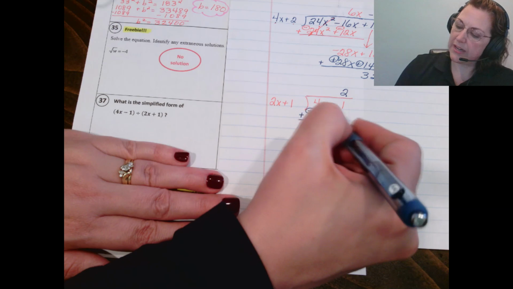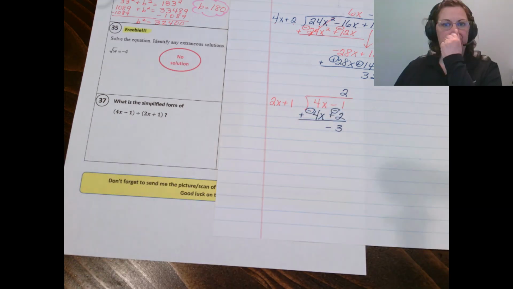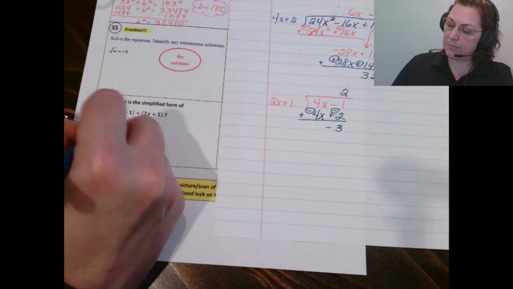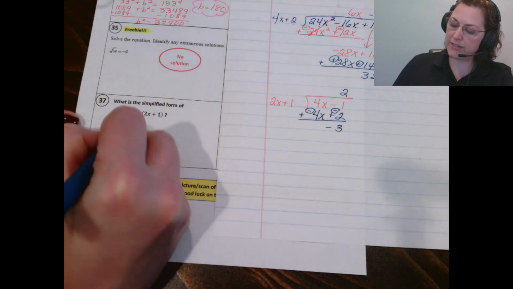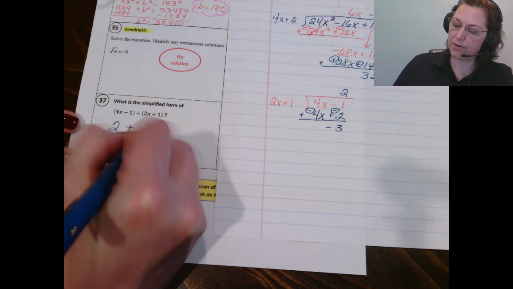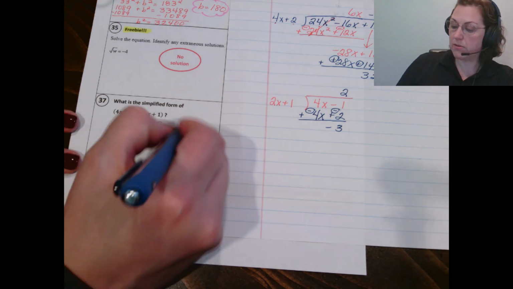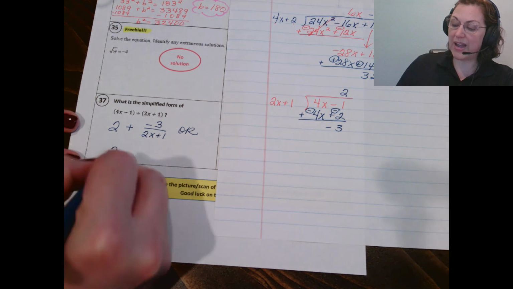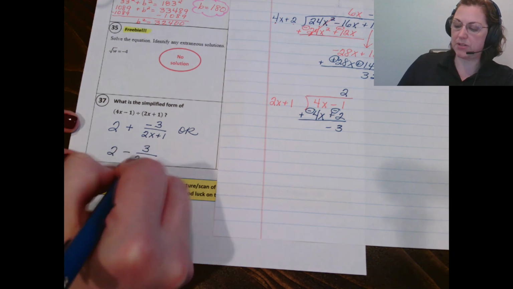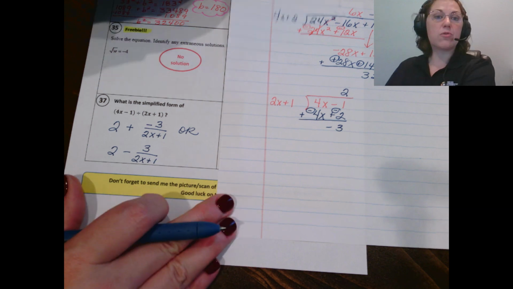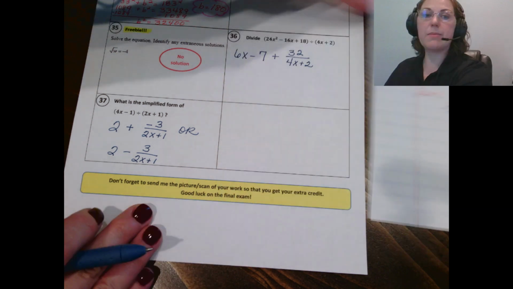So that leaves me with negative 3. Negative 3 is my remainder. So my answer would be 2 plus negative 3 over 2x plus 1. Or you can write that as 2 minus 3 over 2x plus 1. Either one would work here for the simplified form.